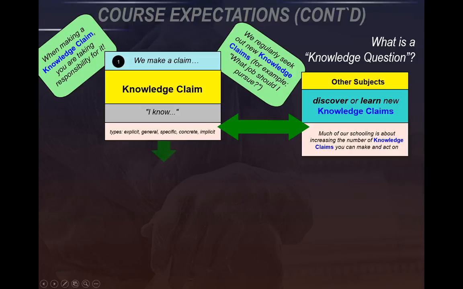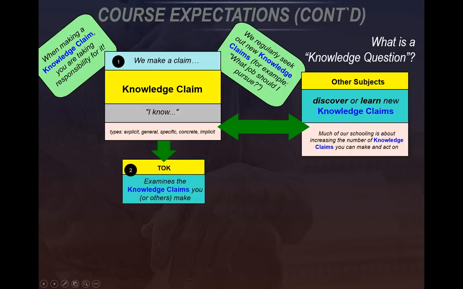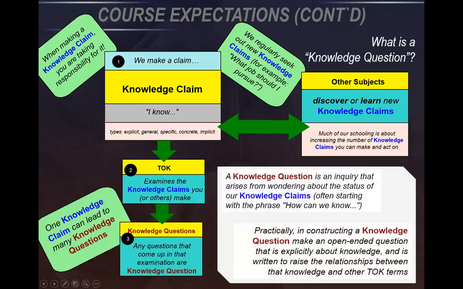When you make a knowledge claim, you are essentially taking responsibility for it by making the claim that you know something. What TOK does is it examines the specific knowledge claim you make, not under the umbrella of the subject area so much, but in terms of questions that come out about the knowledge in more specific how type questions. Not what you know, but how do you know that, okay? So it enters a more philosophical realm by asking those type of deeper, more philosophical type questions. They're definitely more open-ended, definitely about the nature of knowledge, and they raise the relationships between knowledge and other TOK type concepts.